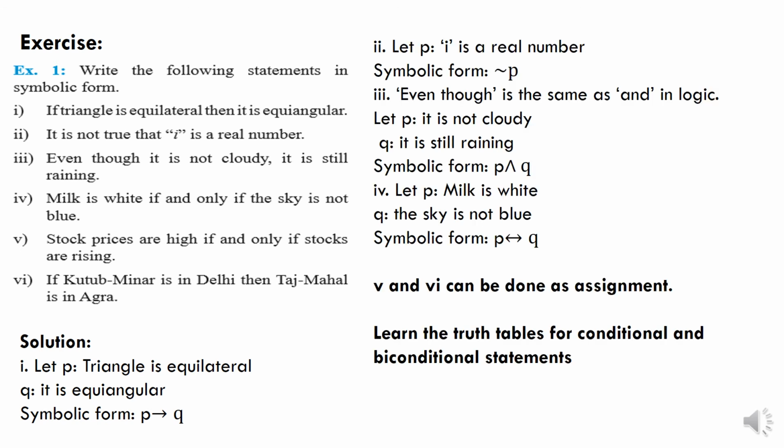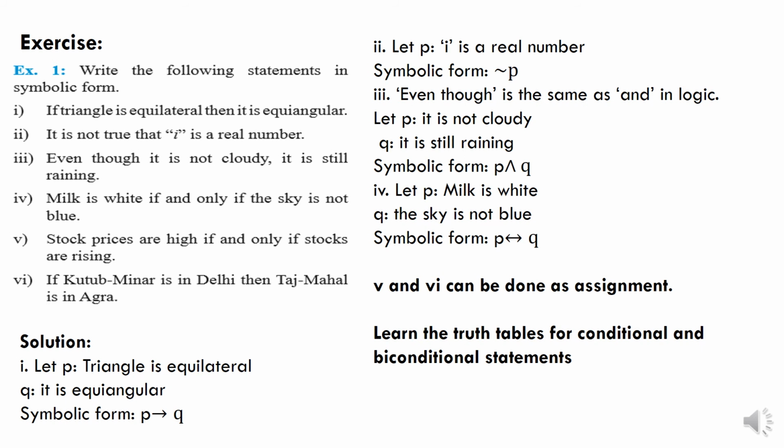The second one: it is not true that i is a real number. Actually, this is just a simple statement. So we just write P, i is a real number. Then the symbolic form becomes not P. So the question is, it is not true. So if P is true, then not true becomes not P. So the answer becomes not P. I hope you understood this question.